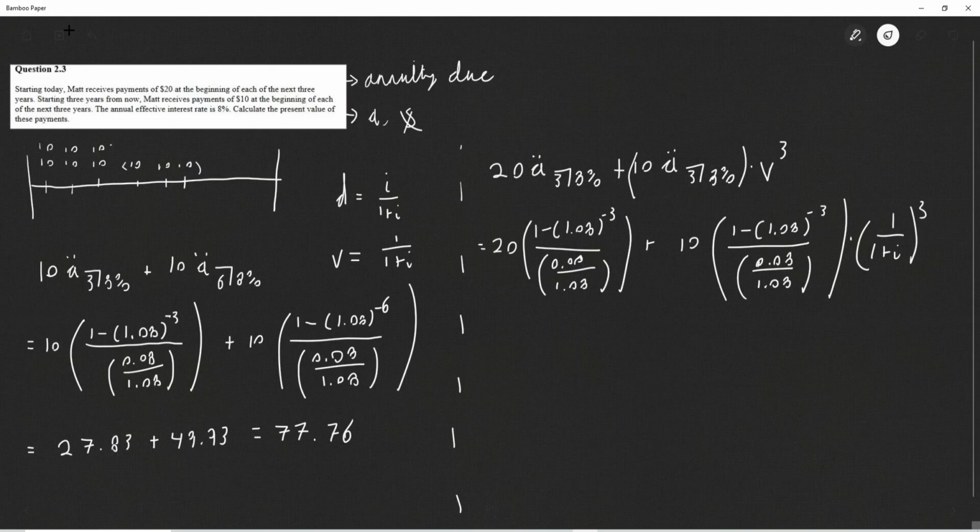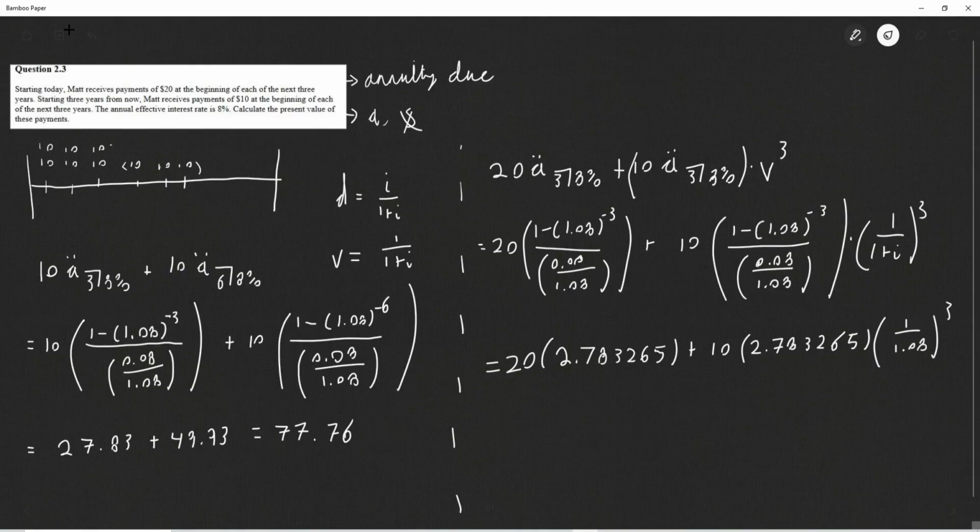So now putting this into a calculator, we'll get 20 multiplied by 2.783, plus 10 times 2.783265 multiplied by 1 over 1.08 all cubed. So now this will give us the exact same as before, being 77.76.